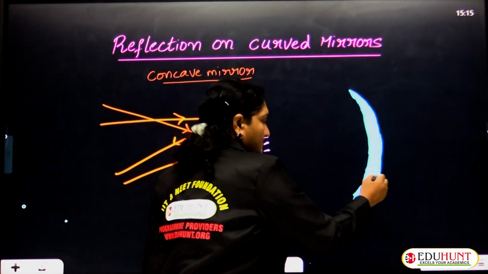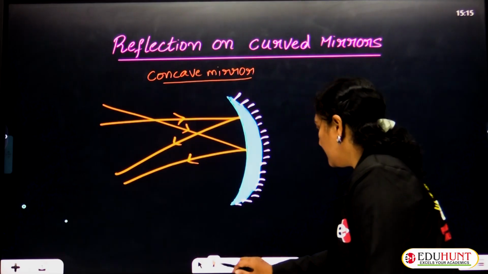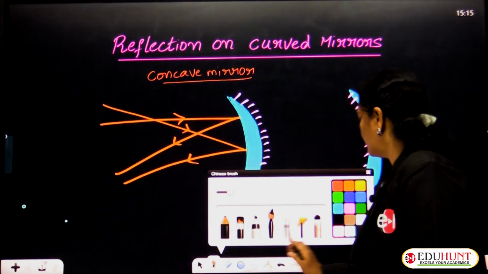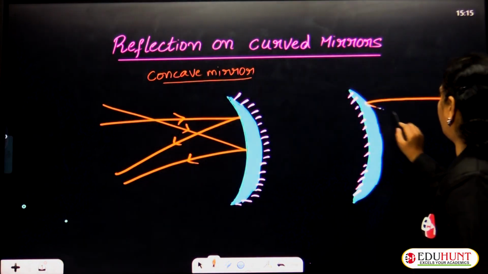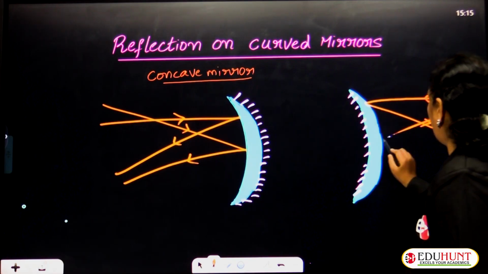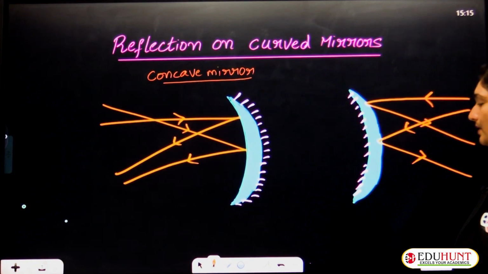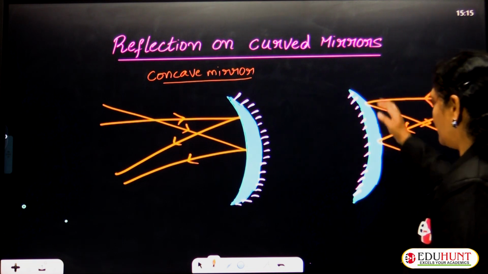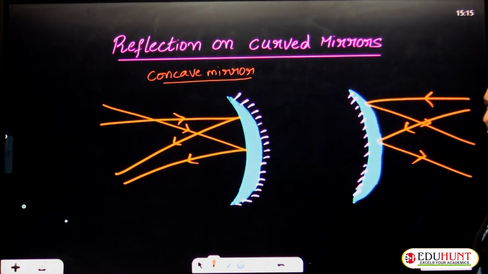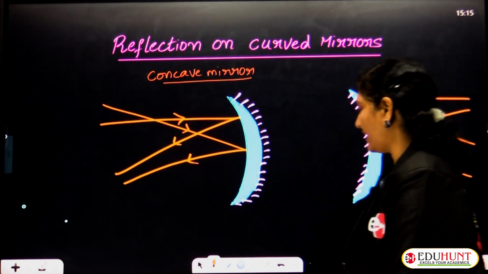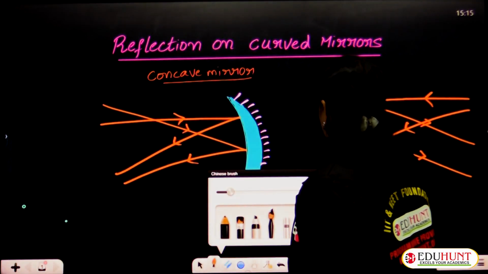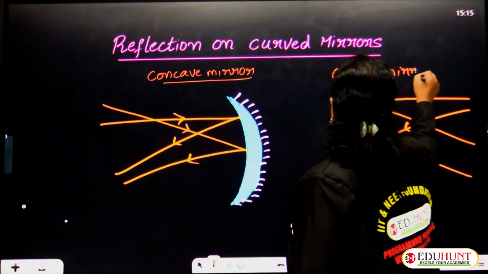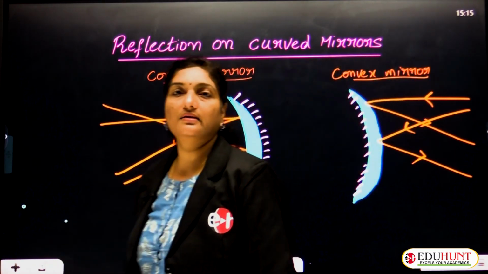Suppose the reflection takes place from the outer surface, that means it is silvered inside, then all the light rays falling on it will be reflected by the outside portion of the mirror. So, if the reflection takes place from the outer portion of the mirror, then this type of mirror is named as your convex mirror. I hope you understood the difference between the convex mirror and the concave mirror.